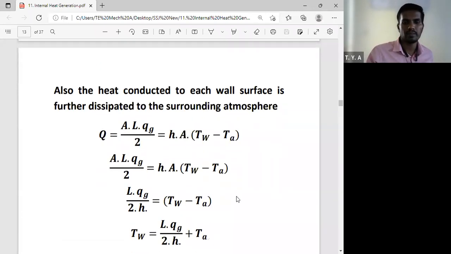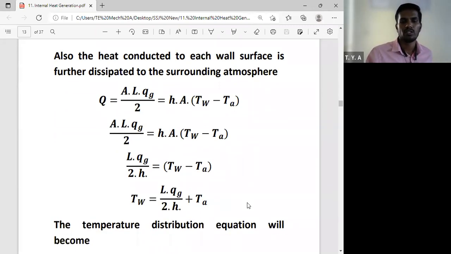Area will be cancelled. So L into QG by 2H is equal to TW minus TA. Okay, so TW is equal to what is the equation for the TW? L into QG divided by 2 into H plus TA. Okay, so TW म्हणजे काय असणार आहे? Wall's temperature. Okay, so from this equation we get the temperature of the wall.